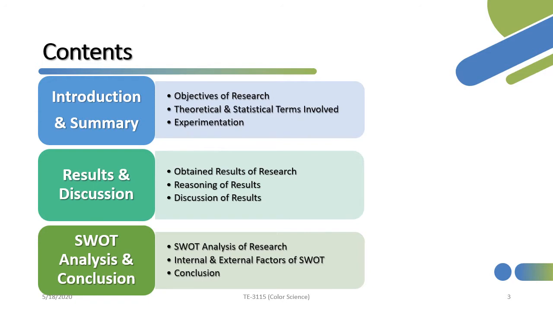In the first part, introduction and summary, we will see the objectives of the research, and the theoretical and statistical terms involved in the research and experimentation. In results and discussion, we will see the obtained results of the research, the reasoning behind those results, and discussions of the results. In the SWOT analysis and conclusion part, we will do a complete SWOT analysis of the current research and see some internal and external factors involved in the SWOT analysis, and at the end we will conclude our presentation.